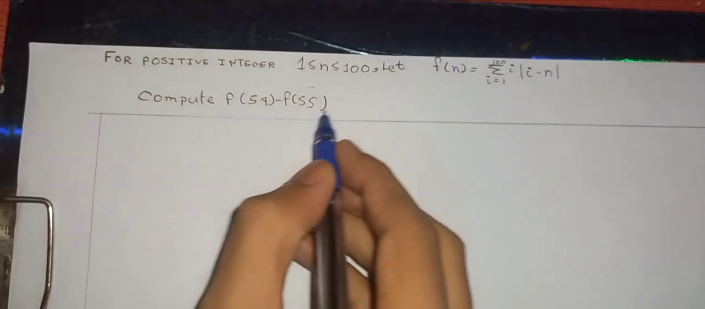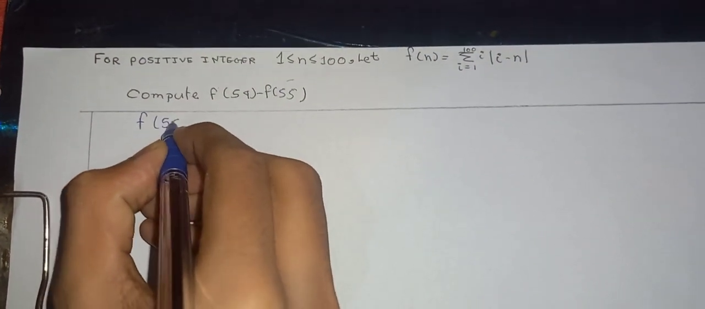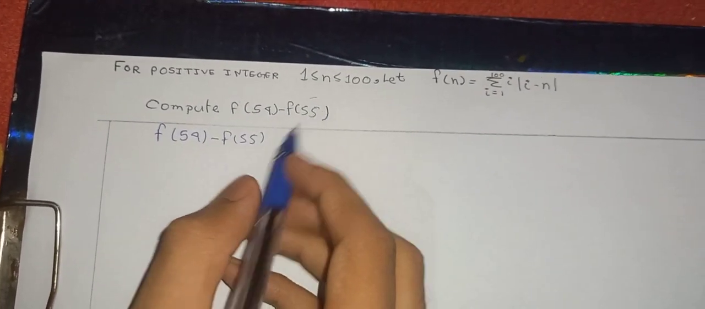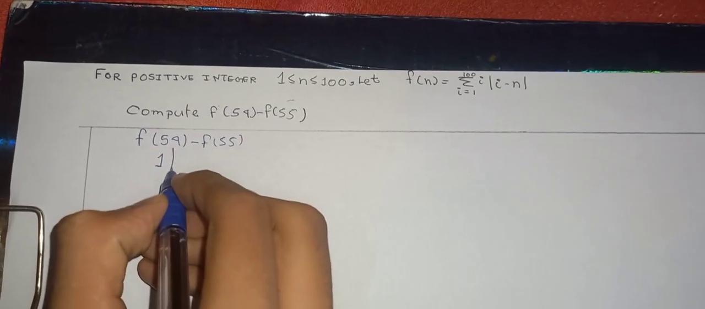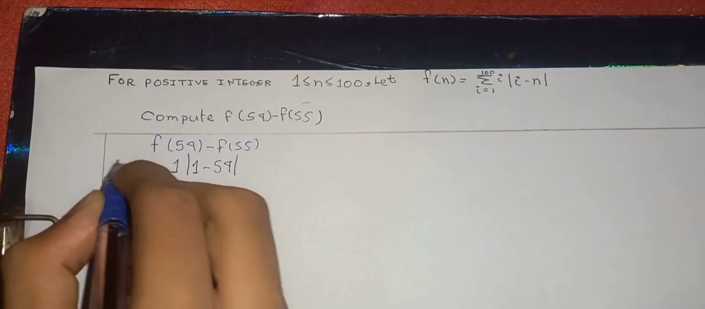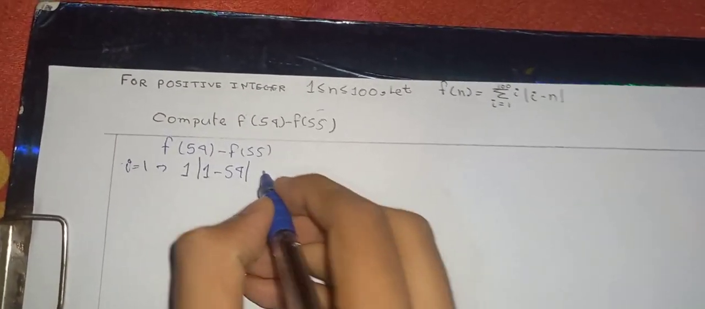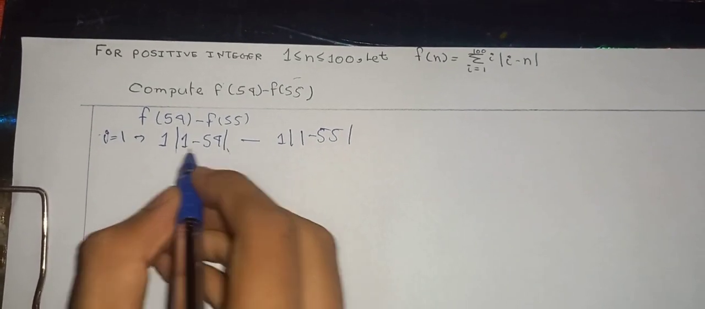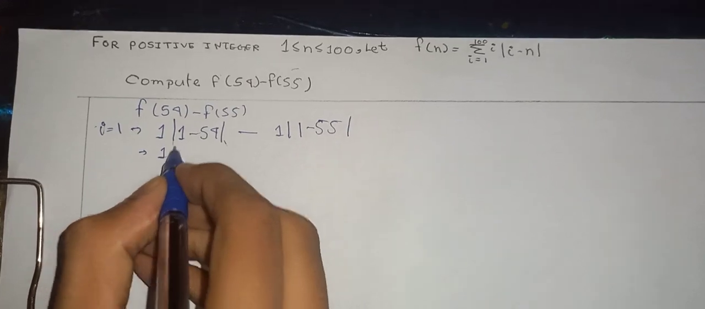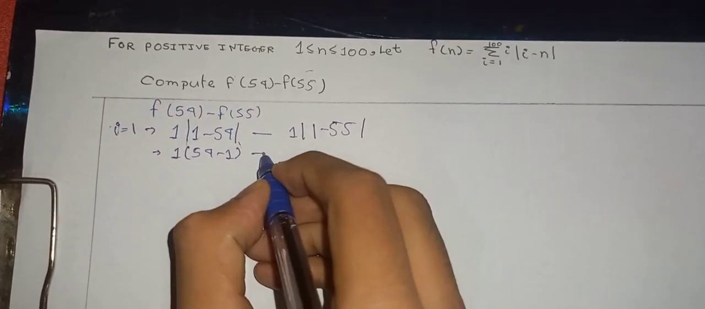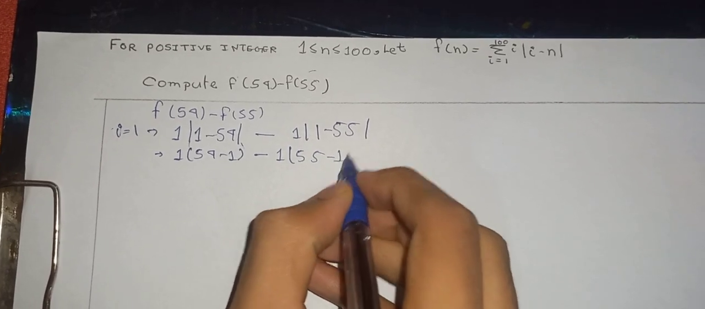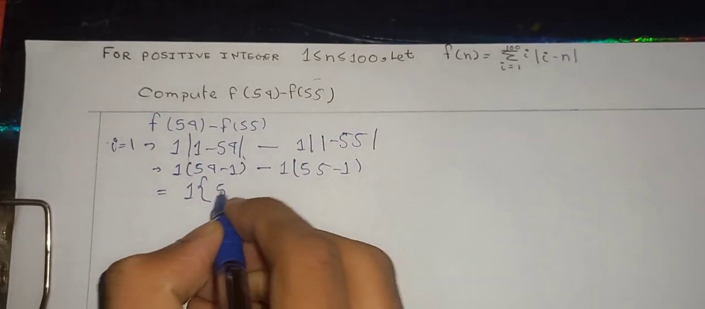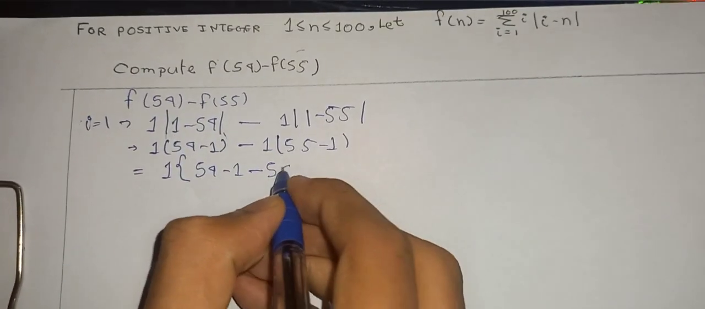Well, first of all, notice f(54) − f(55). So what if I put i equals 1? Then I have 1 times |1 − 54| minus 1 times |1 − 55|. As you can see, there is a modulus, so this will always be positive. So I can take that as 54 − 1 minus 55 − 1, right? Now this can be written as 1 times (54 − 1 − 55 + 1).